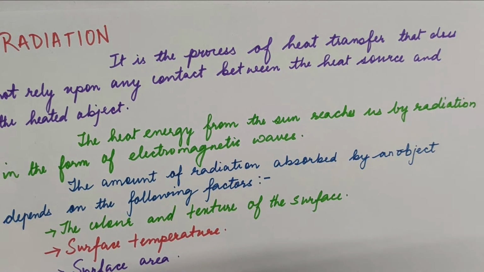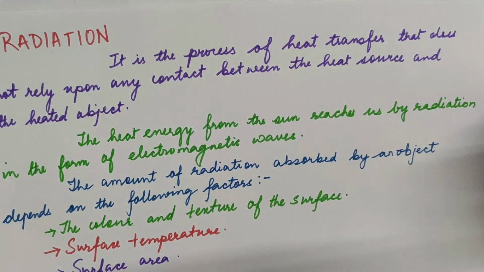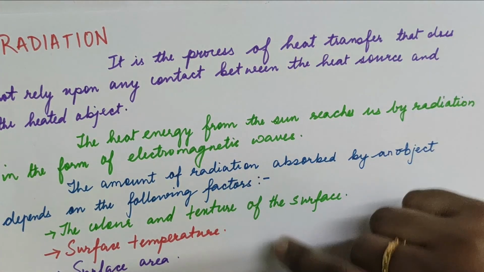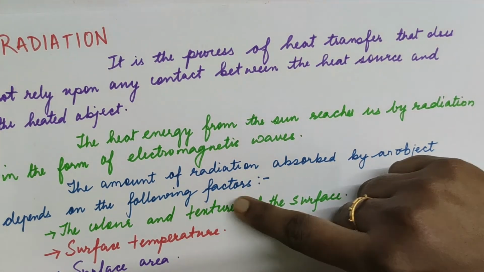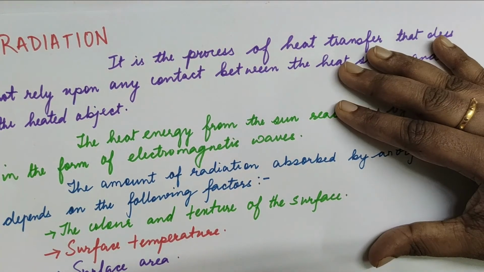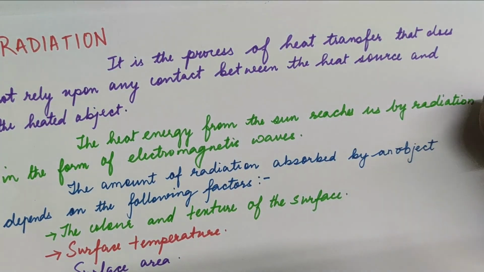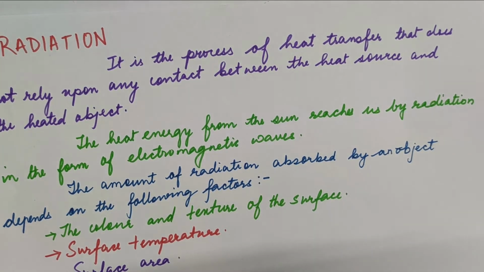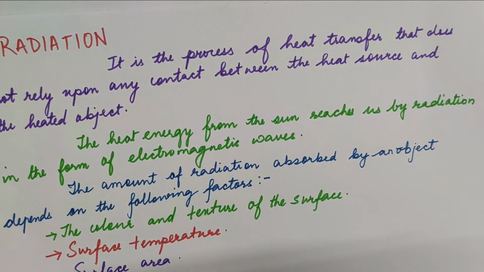So the heat transfer from the sun reaches us by radiation, in the form of electromagnetic waves. Now the amount of radiation that is absorbed by any object depends upon the color and texture of the surface. Dull and dark surfaces absorb more heat, whereas shiny and light surfaces do not absorb heat, they reflect heat. That is the reason why dark or black colors are called absorbers.